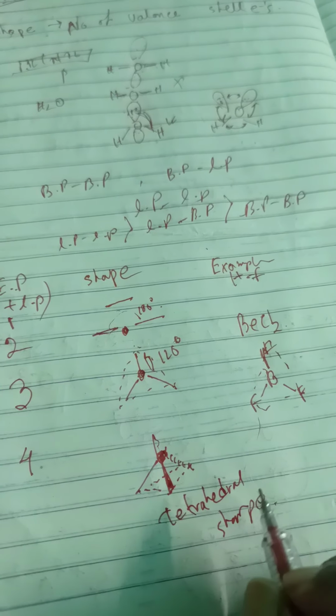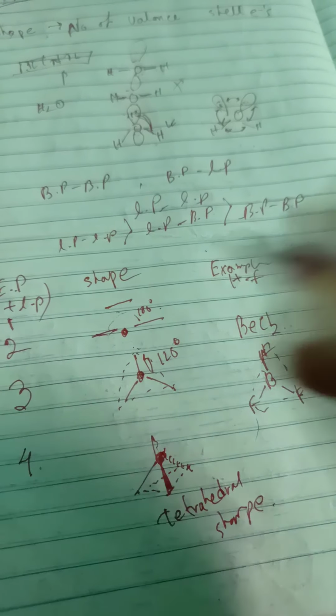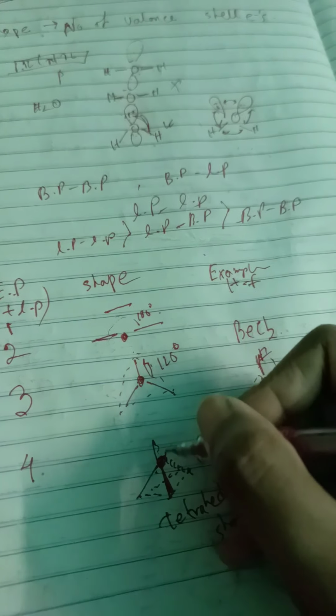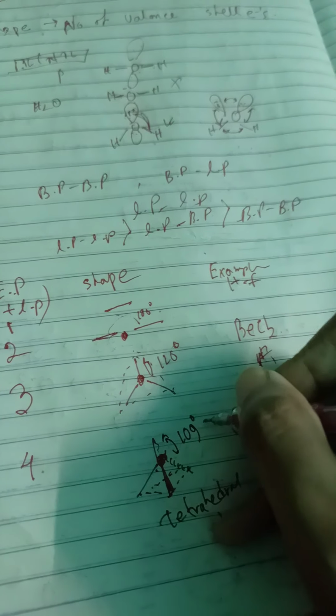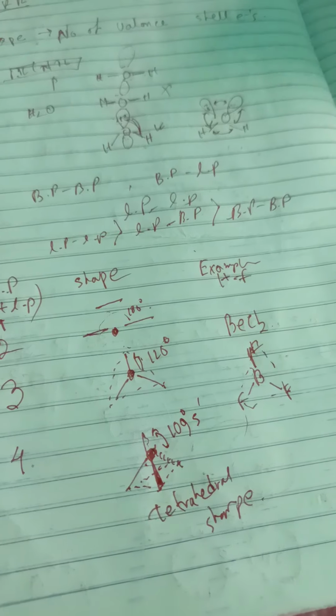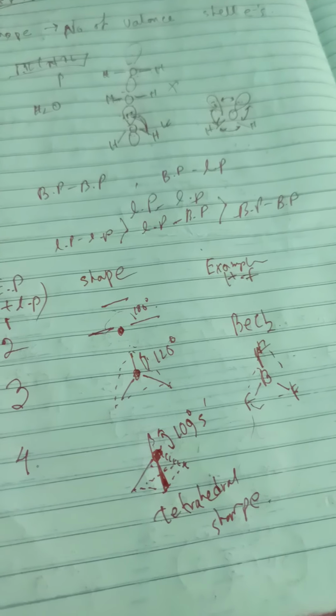This table is in your book. You can easily see it. I'm just explaining it. And what will be the angle? Now see, all the angles are the same actually. Here the angle is 109.5 degrees. The angle of each tetrahedral bond is 109.5 degrees.